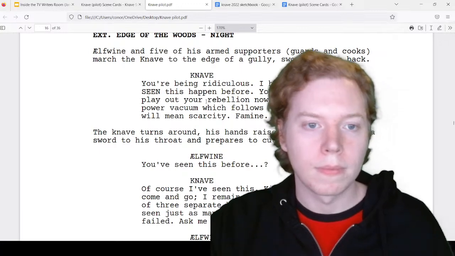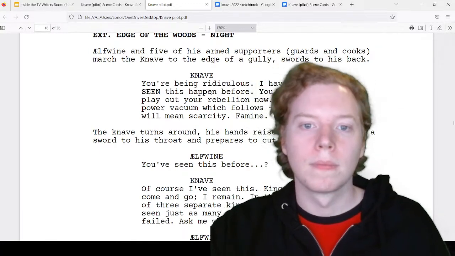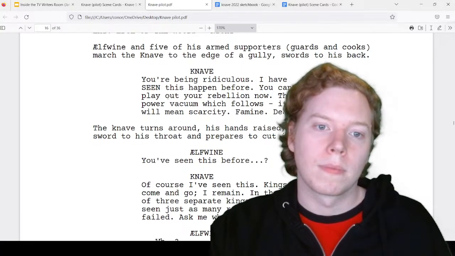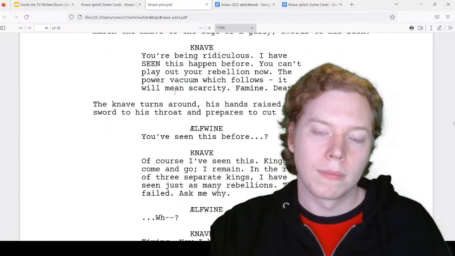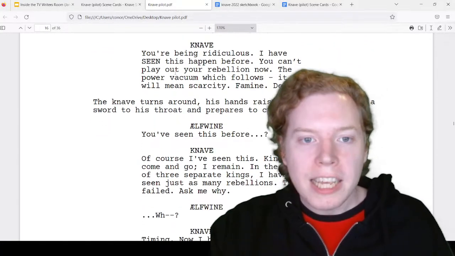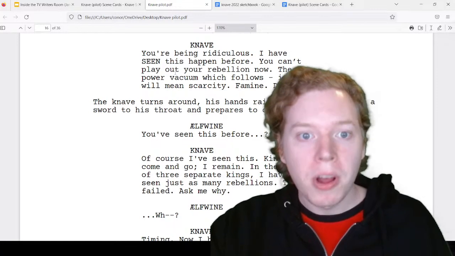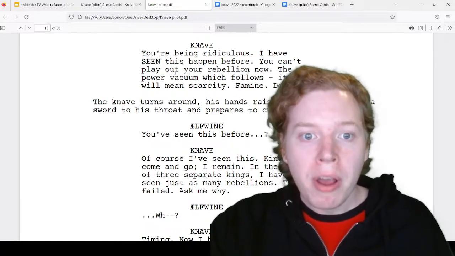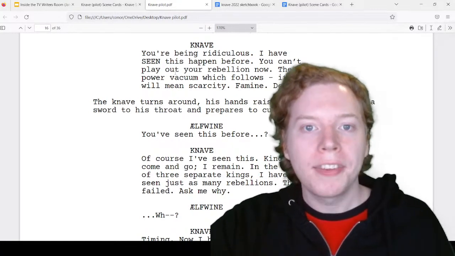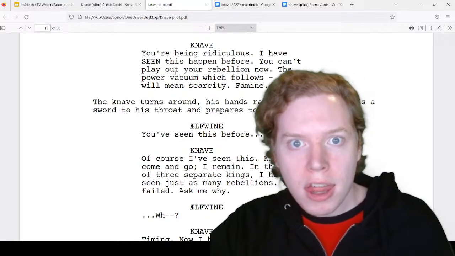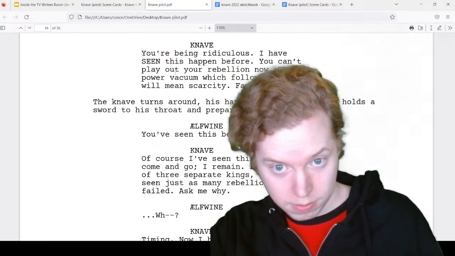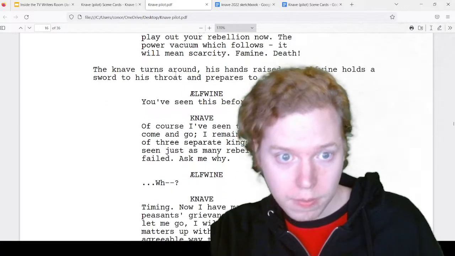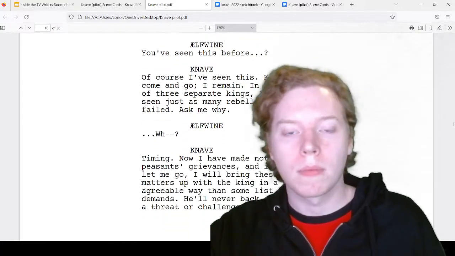Exterior, edge of the woods, night. Elfwine and five of his armed supporters, guards and cooks, march the knave to the edge of a gully, swords to his back. You're being ridiculous. I have seen this happen before. You can't play out your rebellion now. The power vacuum which follows, it will mean scarcity, famine, death. The knave turns around, his hands raised, as Elfwine holds a sword to his throat and prepares to cut it.